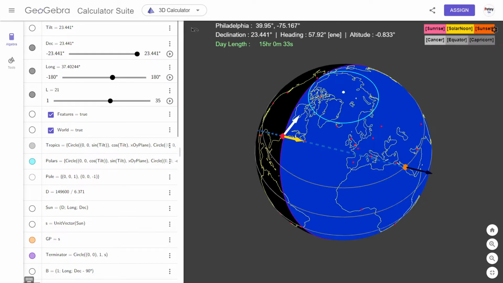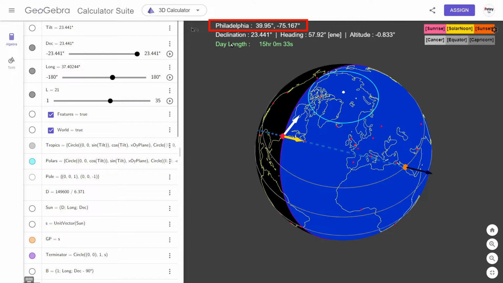Now there's quite a bit going on here, so let's take a minute or two to explain what we see. We have a day side in blue and a night side in black. This is the geographical position or GP of the Sun, which is a point directly overhead in the direction of this vector, and it's 149.6 million kilometers away. We have 35 locations scattered around the globe, and we can select any of them using this slider.